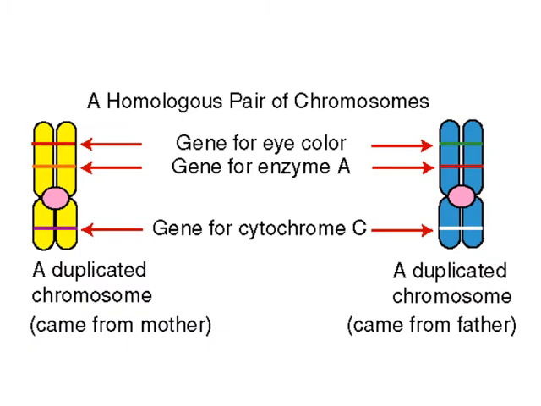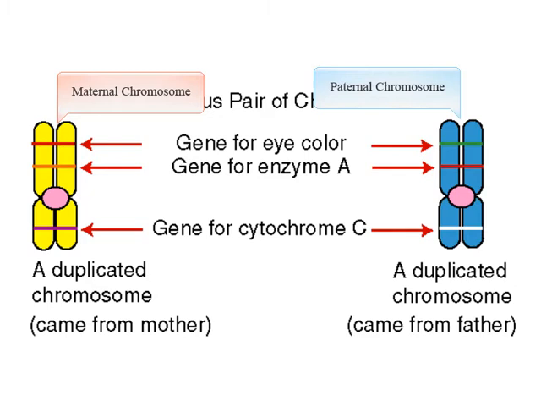Now, just to drive this point home, we're going to take a look at three genes located on our homologous pair. Now, remember, the homologous pair consists of two chromosomes, one from our mother and one from our father. So we'll say that our mother's chromosome is on the left, and the chromosome that we inherited from our father is on the right. Now, there are three genes located on both these chromosomes. Let's take a look at the gene for eye color, located at the top.